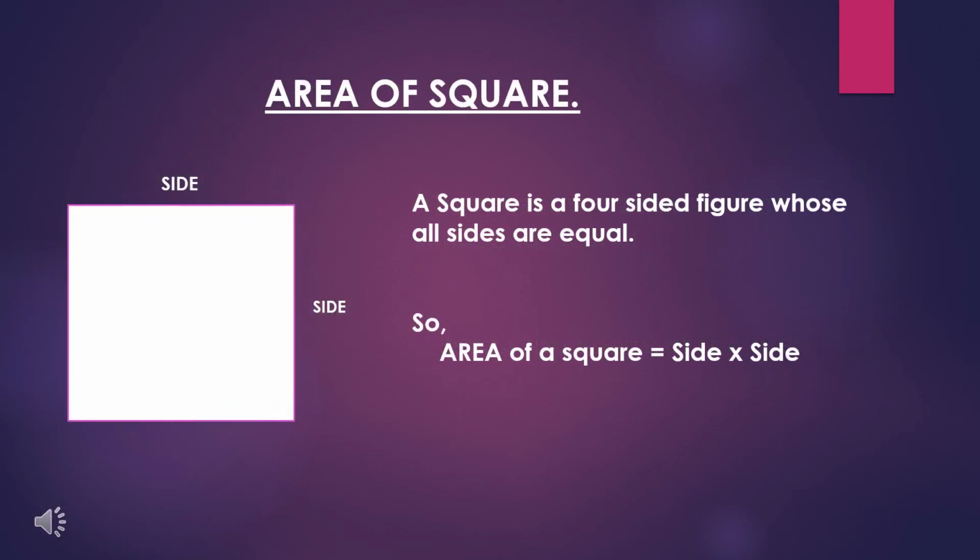Area of square. A square is a four-sided figure whose all sides are equal. So, area of square is equal to side into side.